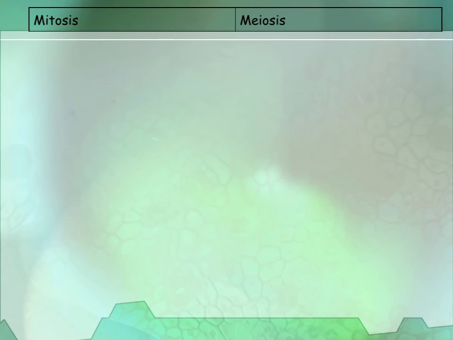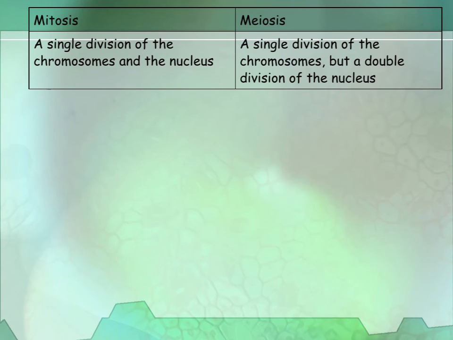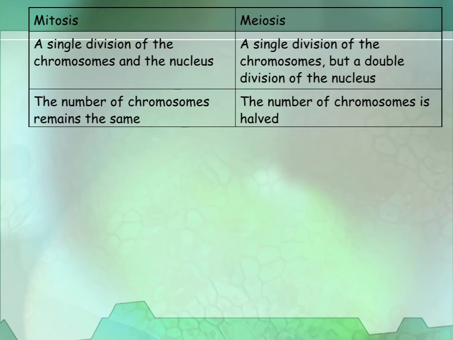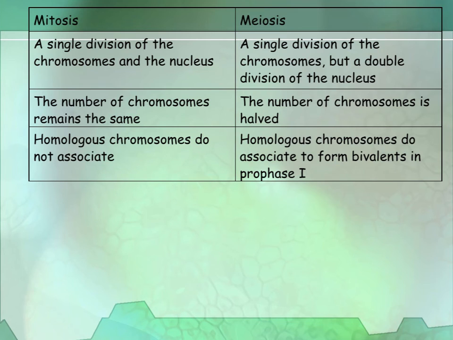So, looking at the difference between mitosis and meiosis, what do you think are the differences? Well, in mitosis, you have a single division of chromosomes and the nucleus. In meiosis, you've got a single division of chromosomes, but a double division of the nucleus. In mitosis, the number of chromosomes remains the same. In meiosis, the number of chromosomes is halved.